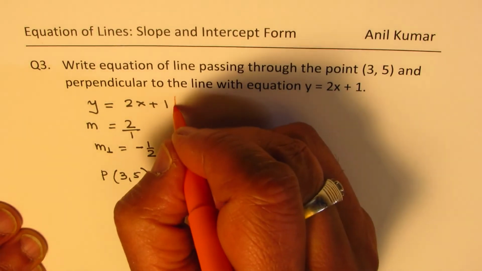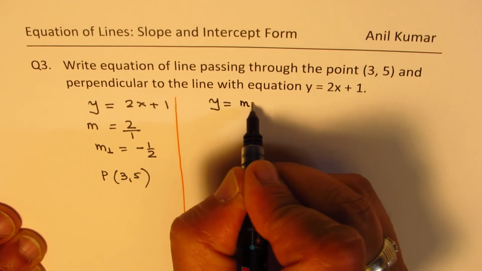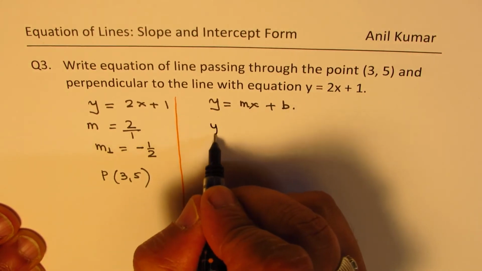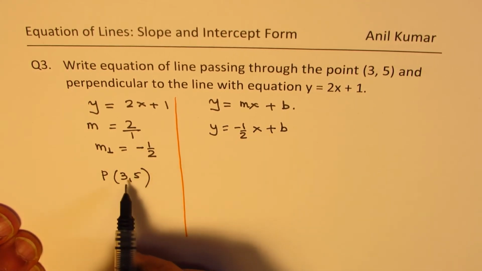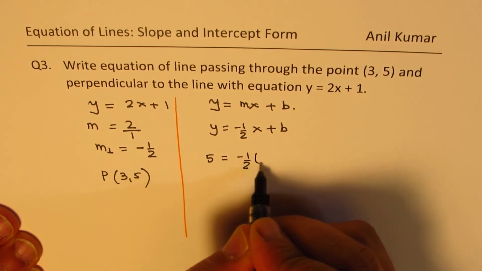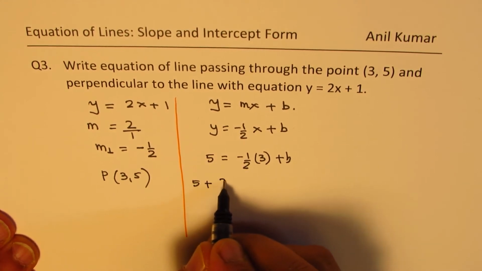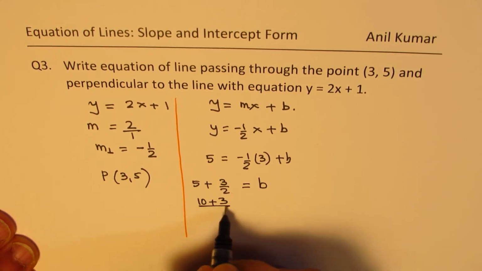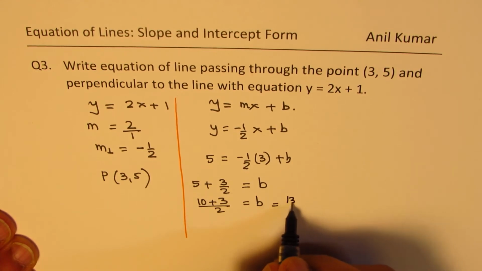Now, let's find the equation of the line. So the equation of the line will be y equals mx plus b, where slope m is minus half. So we could write this as minus half x plus b. To find the value of b, we are going to use the point (3, 5). So 5, the y value, equals minus half times 3 plus b. Taking it to the right side, we get 5 plus 3 over 2 equals b. That is 10 plus 3 over 2, which is the value of b, equal to 13 over 2, right?